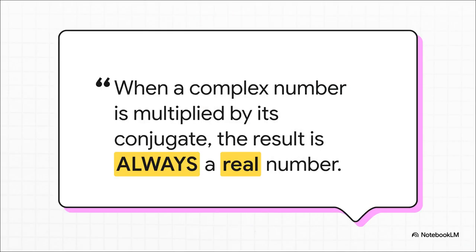Okay, here it is, the big secret. The superpower of the conjugate is what happens when you multiply it by the number it came from. When you do that, the result is always a real number, no exceptions. The imaginary parts just, poof, vanish completely.